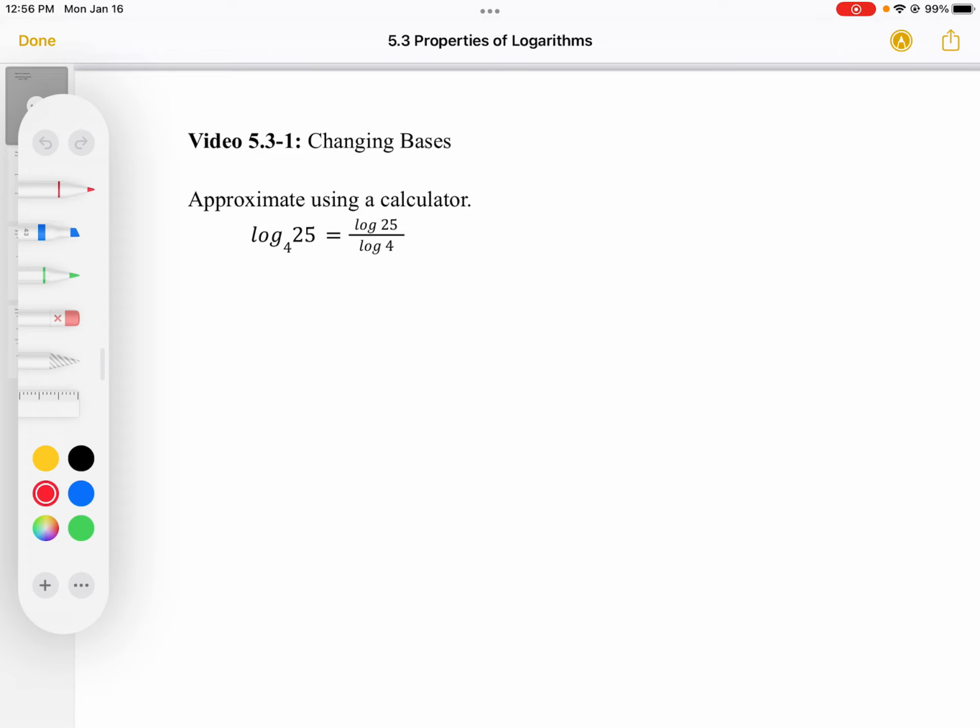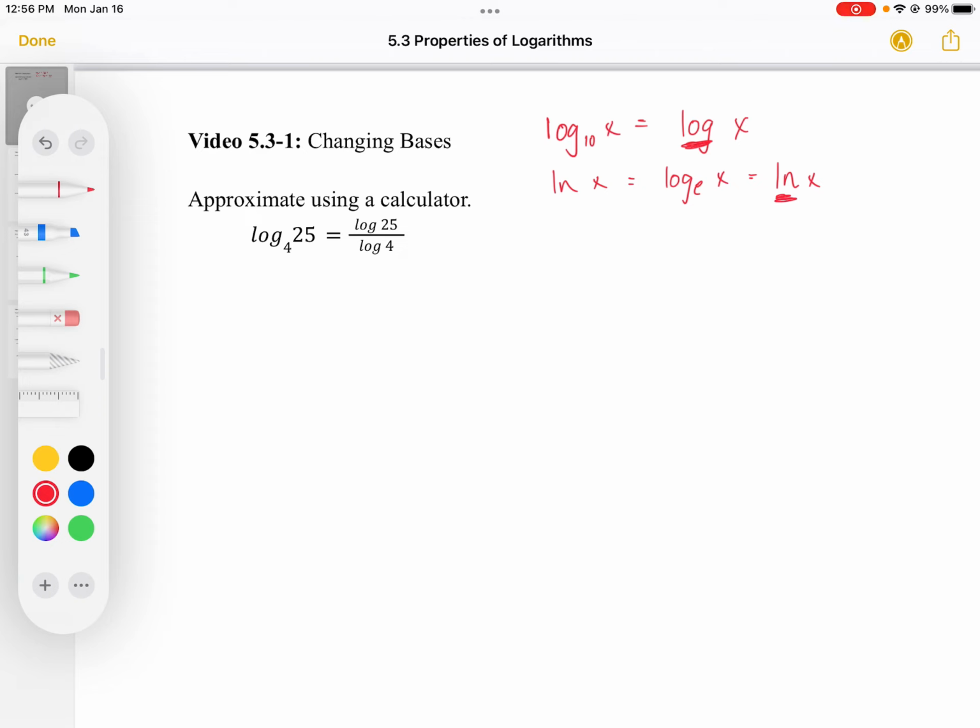Now, on our calculator, we can only calculate two types of logs. We can calculate log base 10, which is often just written as log, or we could calculate the natural log, which is log base e, but because it's used so often, it's abbreviated as natural log or just ln.